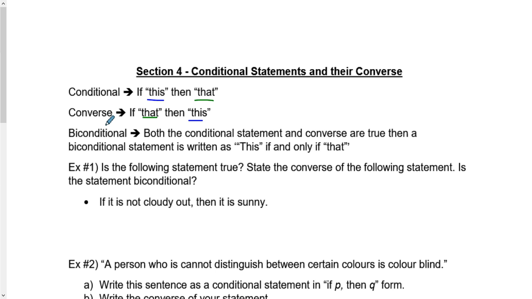And when we talk about conditionals and their converses, we also have to talk about what a biconditional statement is. It's basically when both the conditional statement and the converse are true. Then that means that a biconditional statement is true. The way that we write it is: this, if and only if that. In higher mathematics and logic, we write a double arrow, which basically just means that both ways are true.